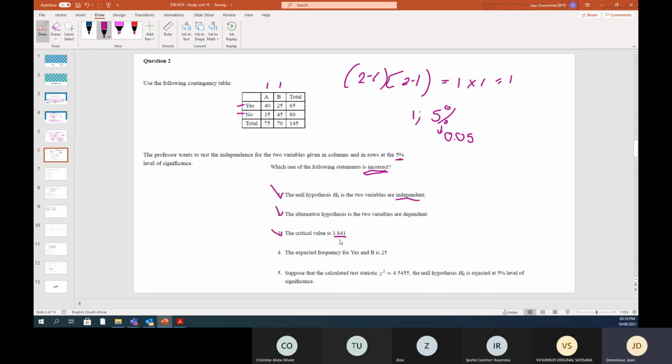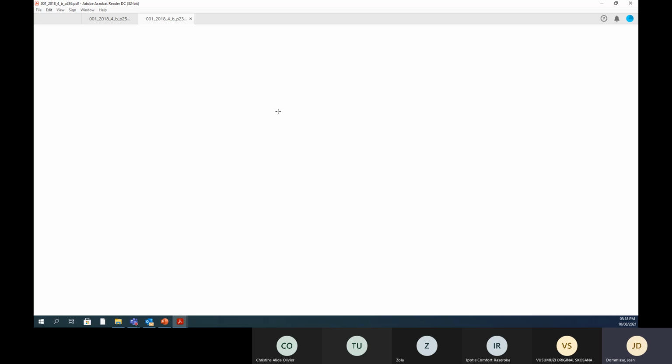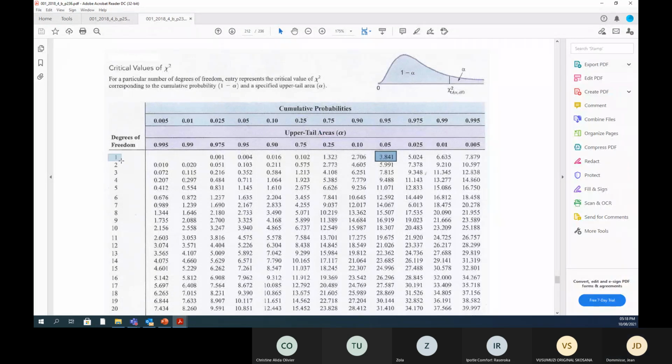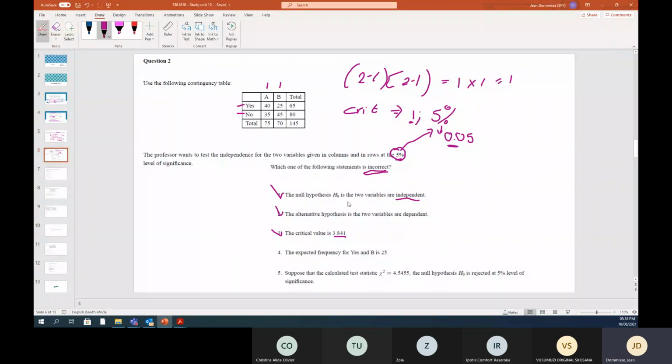So just again, how we look for the critical value is where we have a degrees of freedom that is equal to 1, and the level of significance which they give us is equal to 0.05. So we go to the table, degrees of freedom 1, 0.05, and that value where those two cross is 3.841. Okay, so critical value ticked.